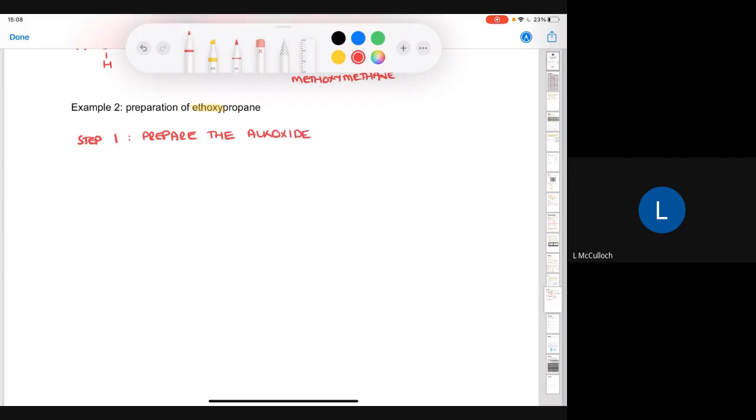So for ethoxide, we will use an alkali metal. I used sodium in the previous example, so I'll use potassium in this one. And since we want to make ethoxide, we're going to react with ethanol. And that will produce potassium ethoxide, and also hydrogen. So that will be potassium plus ethanol.